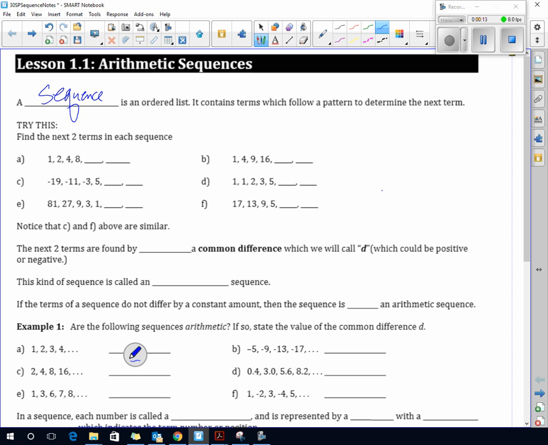Okay, what did we get for the first one? 16, 32. What happened each time? They doubled each time. How about B? 25, 36. What's the pattern there? What happened in B? Yeah, you're squaring each term number. 1 squared, 2 squared, 3 squared, 4 squared, 5 squared, 6 squared.